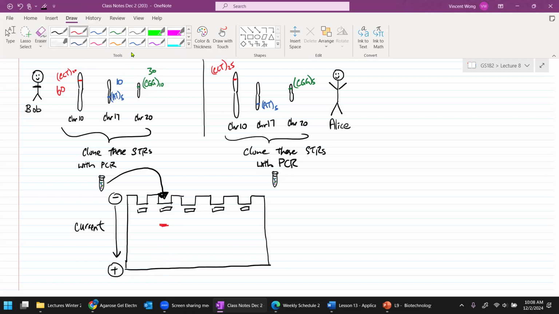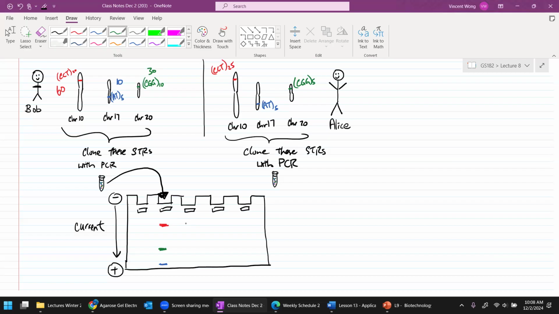Furthest down, is it going to be blue or green? Blue is the shortest, so it's going to go furthest down. You're going to be able to weave through the fibers much quicker than the other ones. And green is going to be somewhere in between. Now, this is not like a linear relationship, okay? So it's not like if 60 is up here, 30 is going to be exactly halfway. Right? It's not linear.